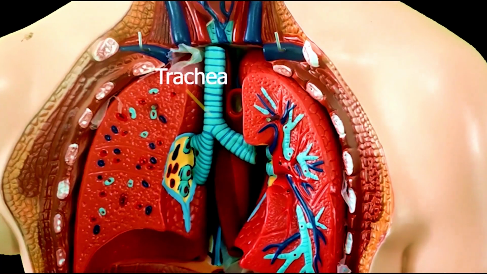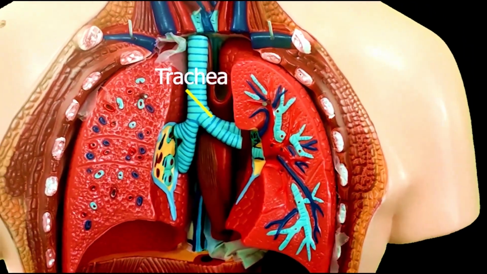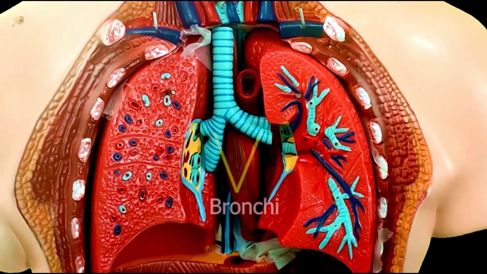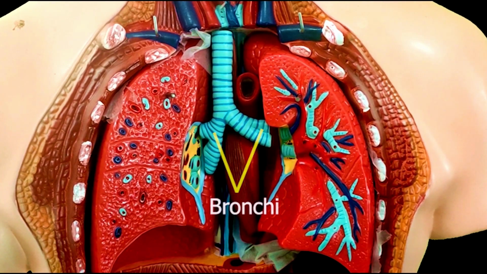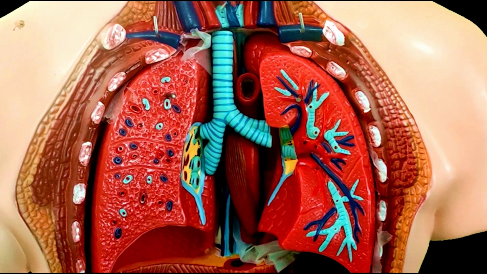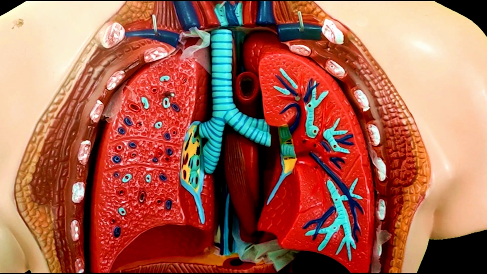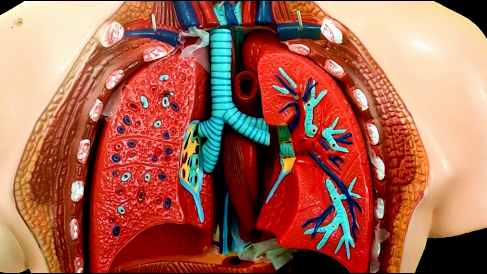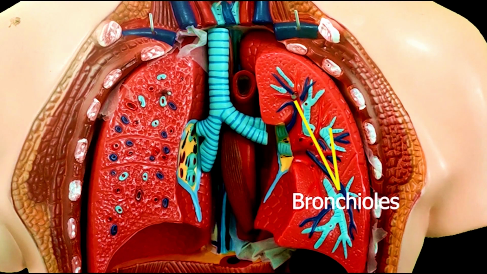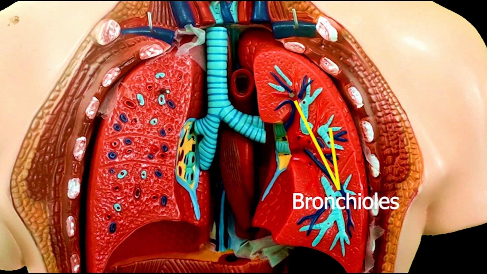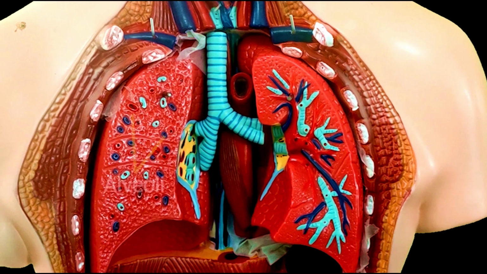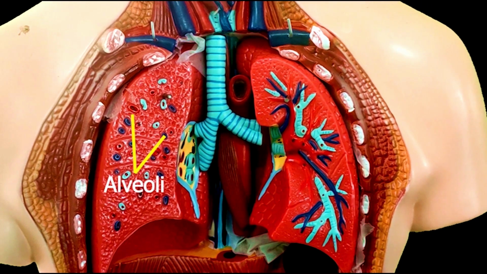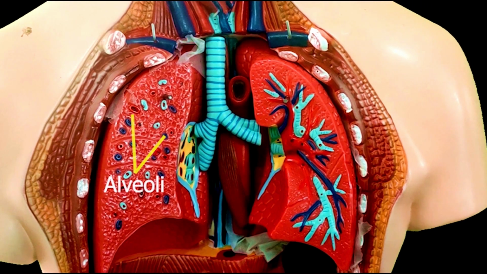moves through the trachea or windpipe, which separates into two branches called bronchial tubes or bronchi. The bronchi subdivide many times inside the lungs, like a branching pattern, finally becoming hair-like tubes called bronchioles. In the last part of the bottommost bronchioles are a tiny bubble-like bunch of structures called alveoli or air sacs.